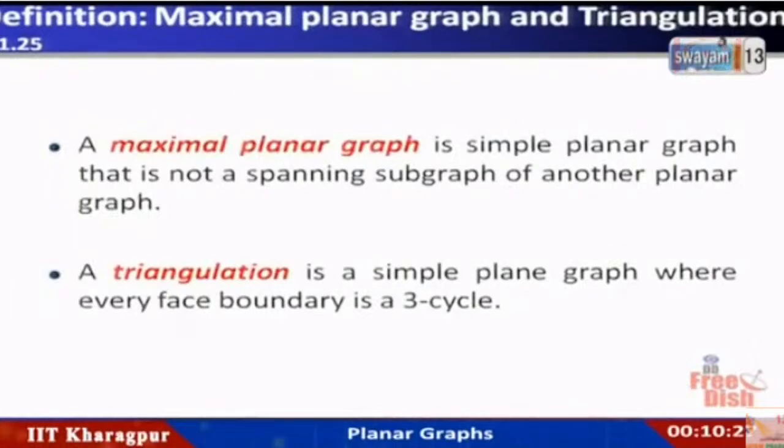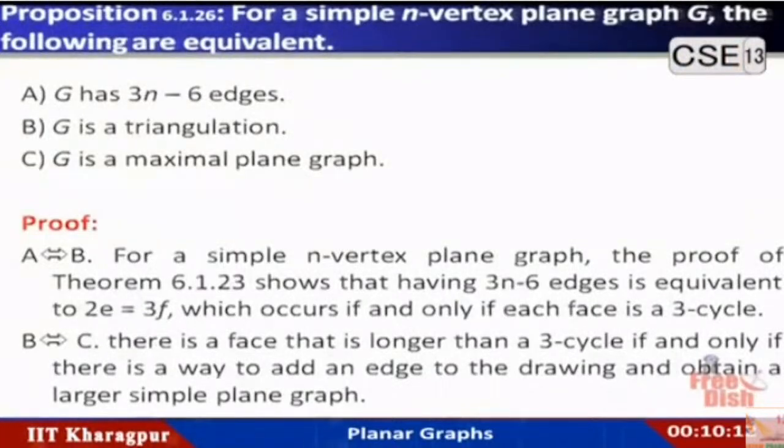Now the maximal planar graphs and triangulation. A maximal planar graph is a simple planar graph that is not a spanning subgraph of another planar graph. A triangulation is a simple plane graph where every face boundary is a 3-cycle. Now there is a proposition which makes 3 statements that are equivalent. For a simple n-vertex graph, the following are equivalent: G has 3n minus 6 edges, G is a triangulation, and G is a maximal plane graph.